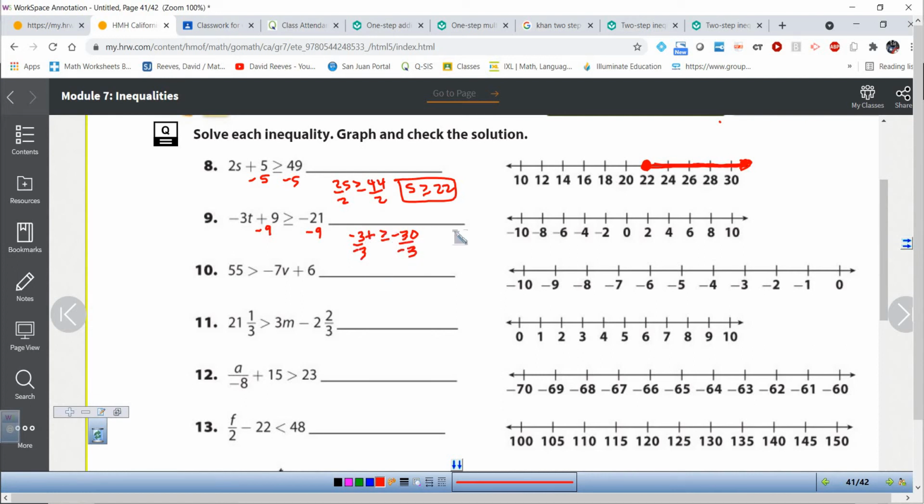But again, bells and whistles going off in my head because I divided by a negative. So I'm going to reverse that inequality sign and make it less than or equal to. And a negative divided by a negative is a positive, and 30 divided by 3 is 10. So less than or equal to 10. All right, so I'm going to jump over here. I'm going to put a closed circle because it has an equal sign on it.